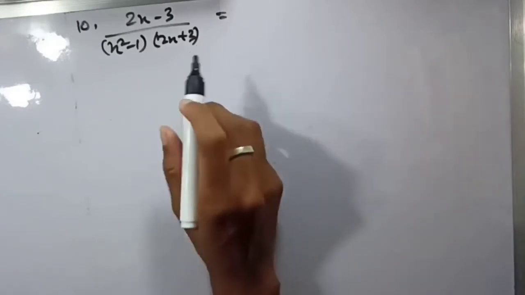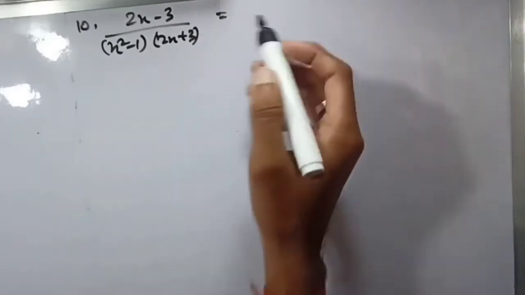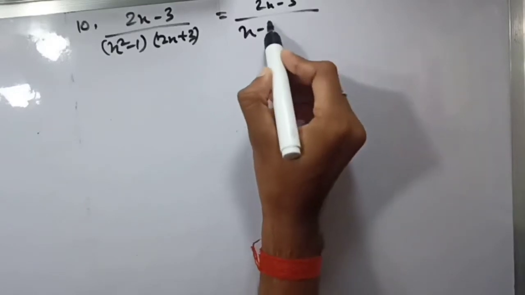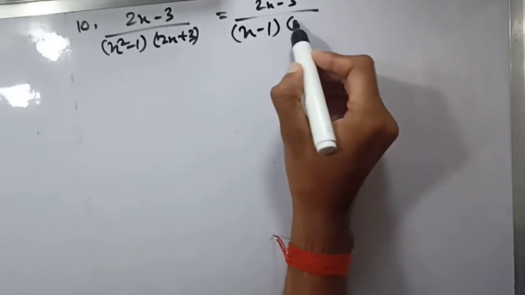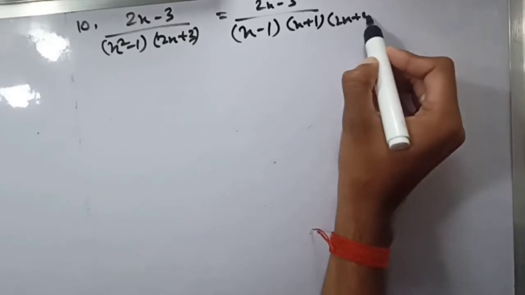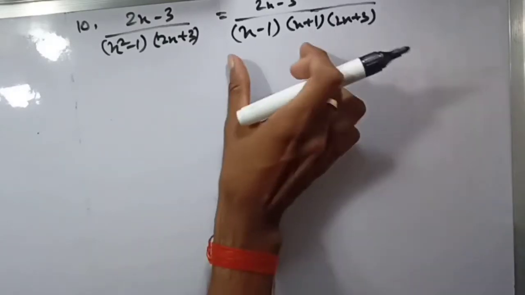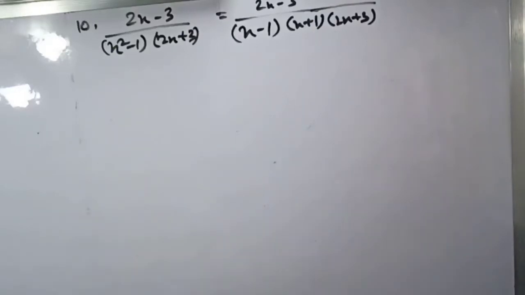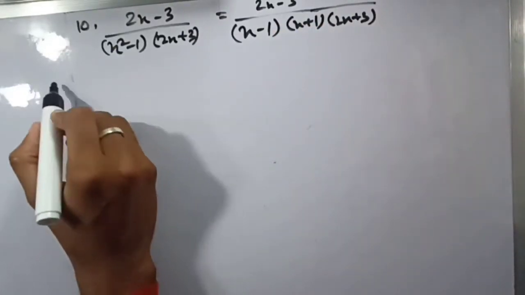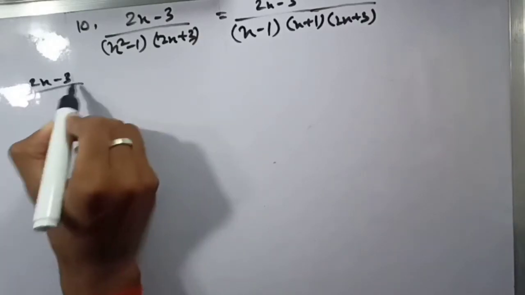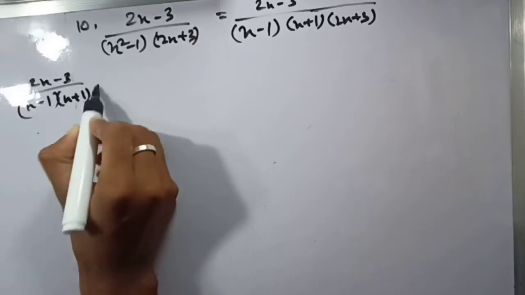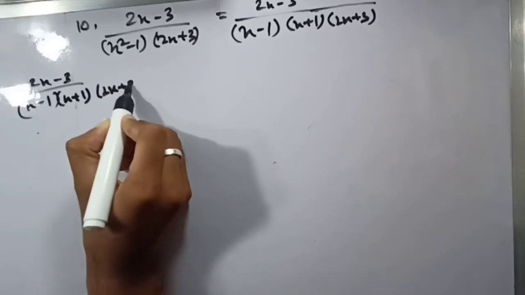We can simply write over here because there is very little space and this question needs a large space. So we are applying x square minus a square, the formula. It is x minus 1, x plus 1, and this is 2x plus 3. So these are the three terms. So we simply apply the idea of partial fractions: 2x minus 3 upon x minus 1, x plus 1, and 2x plus 3.